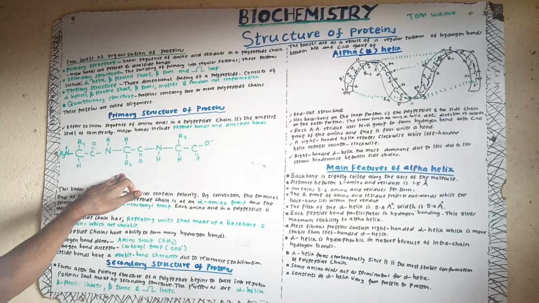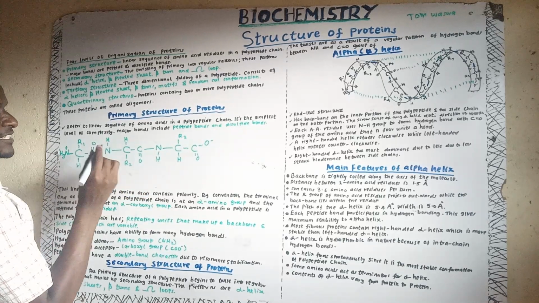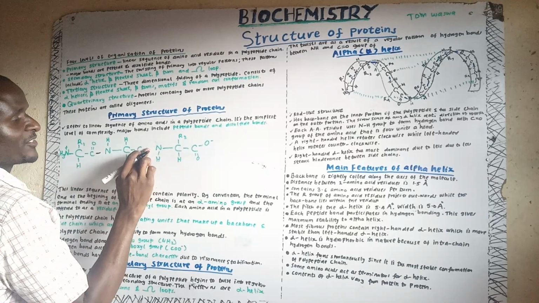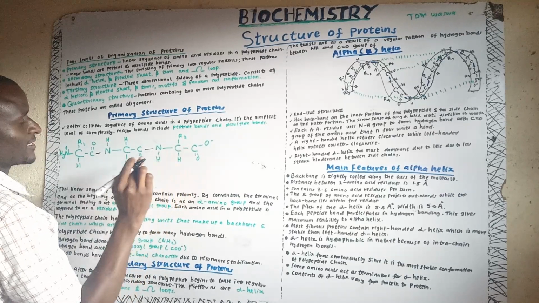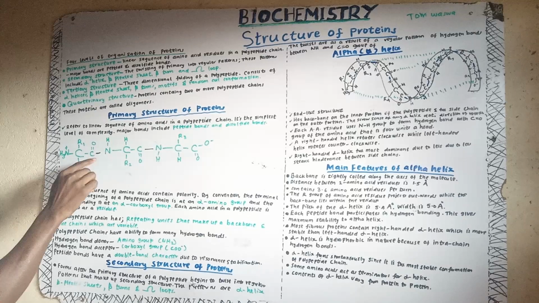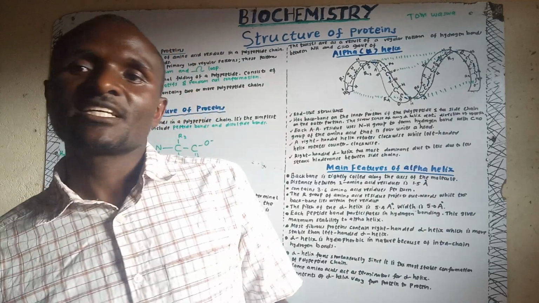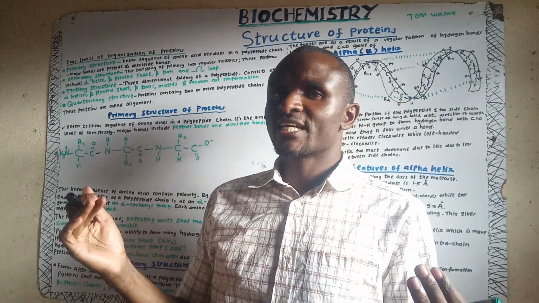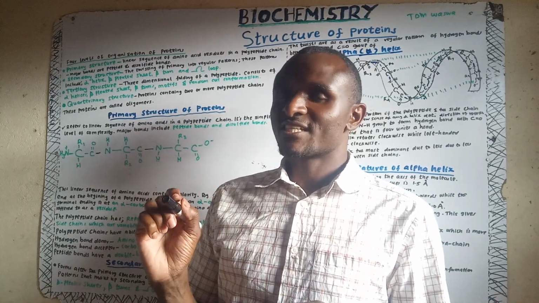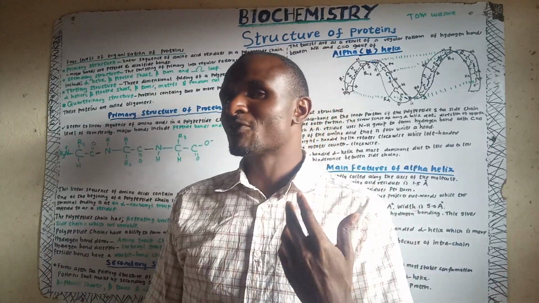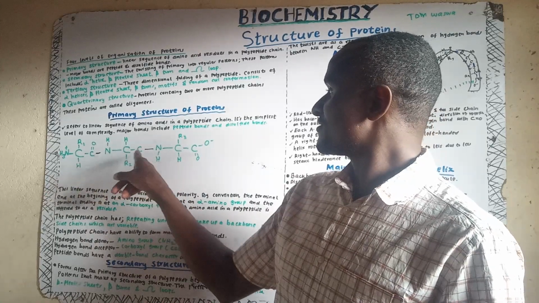The peptide bonds have a double bond character. Let me illustrate the peptide bond using a black color, like that. So these peptide bonds have double bond character. Someone may ask, what is the meaning of the word double bond character? It refers to the characteristic of double bonds that involves lack of rotation. Double bonds do not rotate, and these bonds have that characteristic.